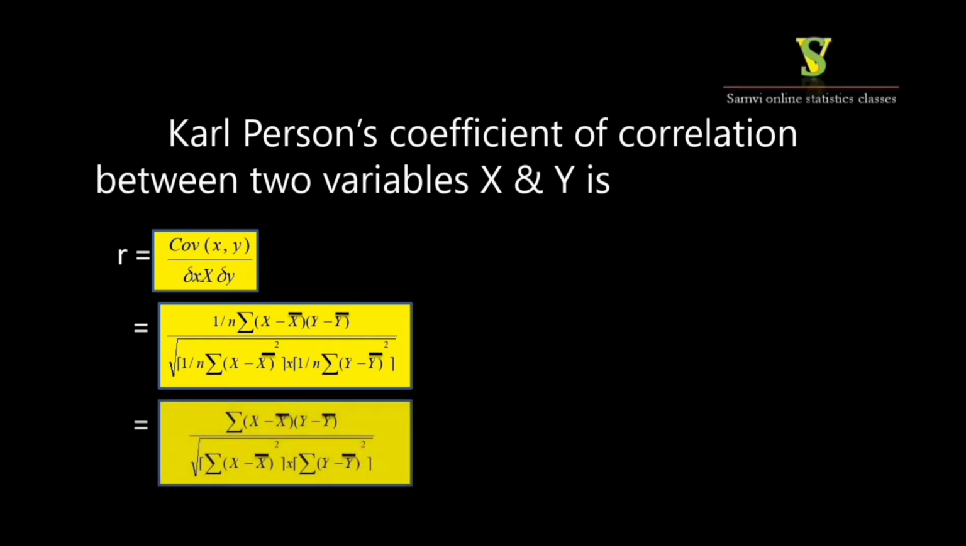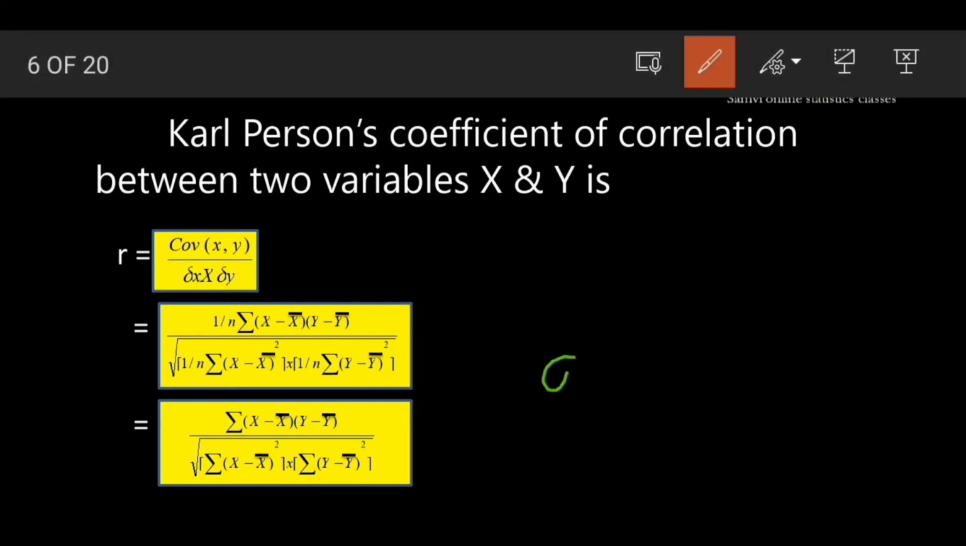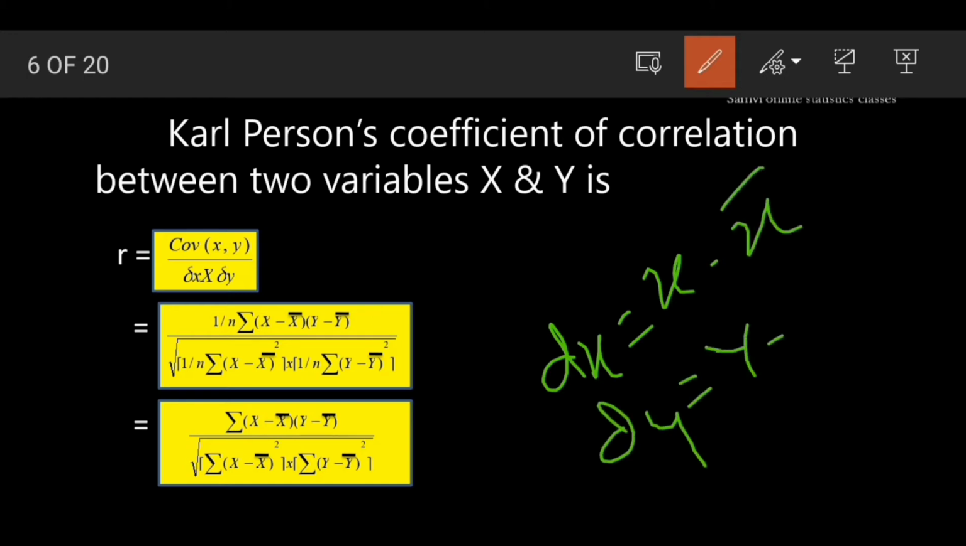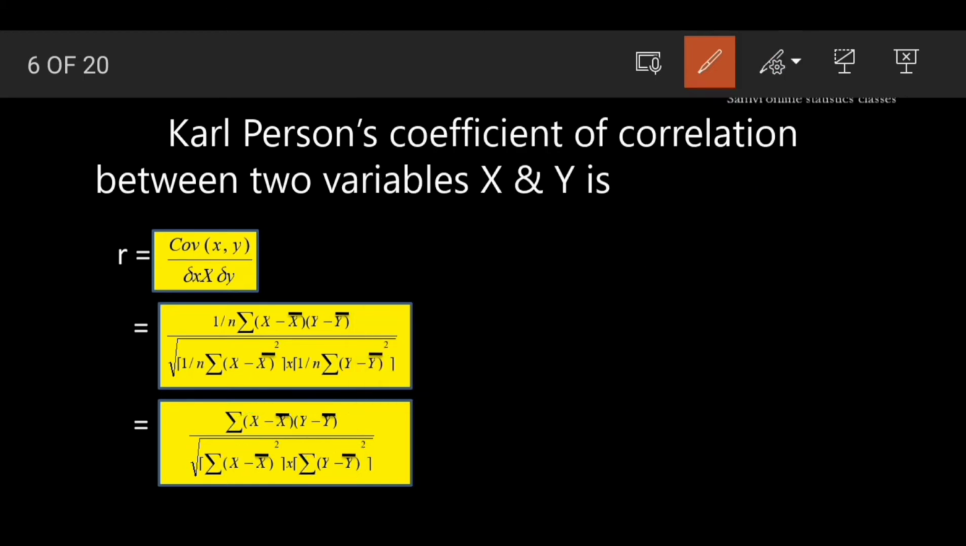So that is summation of (x minus x bar) into (y minus y bar) divided by square root of summation of (x minus x bar) square into summation of (y minus y bar) square. Here let us consider dx, which is nothing but x minus x bar, and dy as y minus y bar. Getting? So the meaning is this is dx and this will be dy. Here dx and dy. So now the formula will be modified like this. See here.